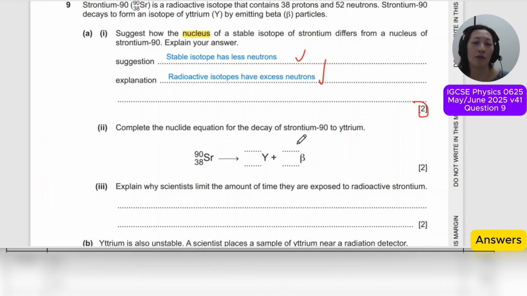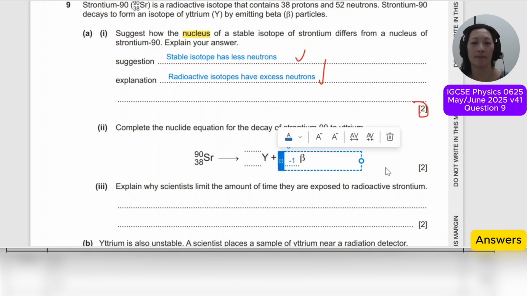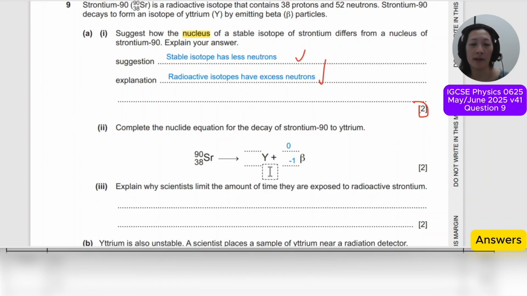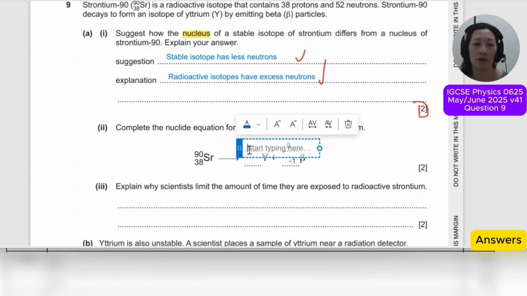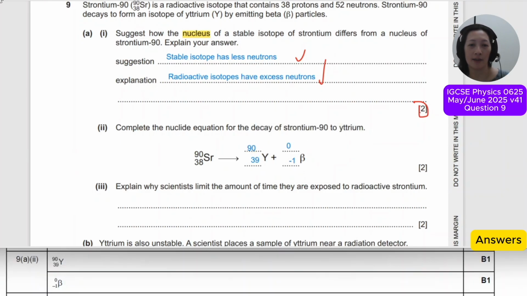So to figure this out, you of course must know how to fill in these numbers for the beta particle. And beta is 0, minus 1. From here, then, we can figure out the value for the other blanks, which is 90 on the top of yttrium. And this will become, of course, 39. So if you check the mark scheme, you can see that 1 mark is given for 90 and 39 for yttrium, and 0, -1 for beta. So that's how we get the 2 marks for this question.